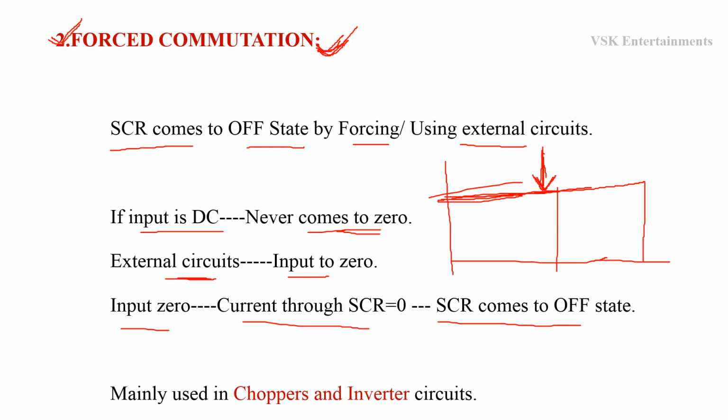Coming to applications, forced commutations are mainly used in chopper and inverter circuits. Here a chopper is a circuit which converts fixed DC to variable DC, so the input is DC. Similarly, an inverter is a circuit which converts DC to AC. Here also the input is DC. This DC input never comes to 0. So by forcing, we are going to make these DC inputs 0. By making the DC input 0, the current flowing through the SCR becomes 0. Then the SCR comes into the off state.